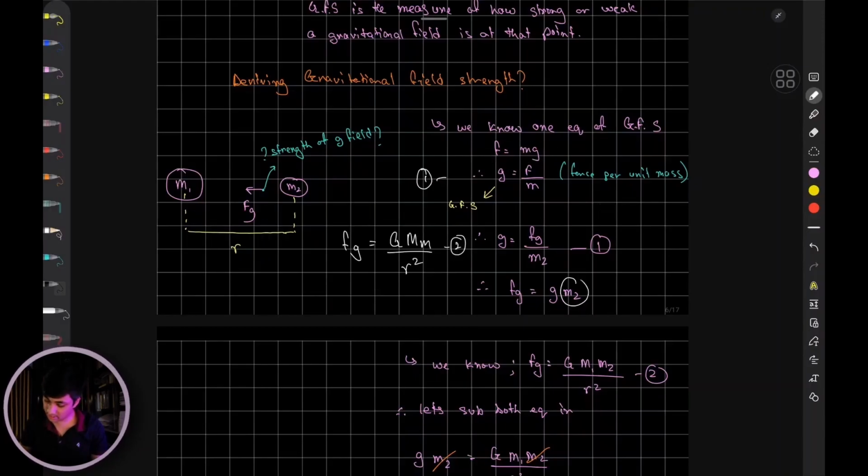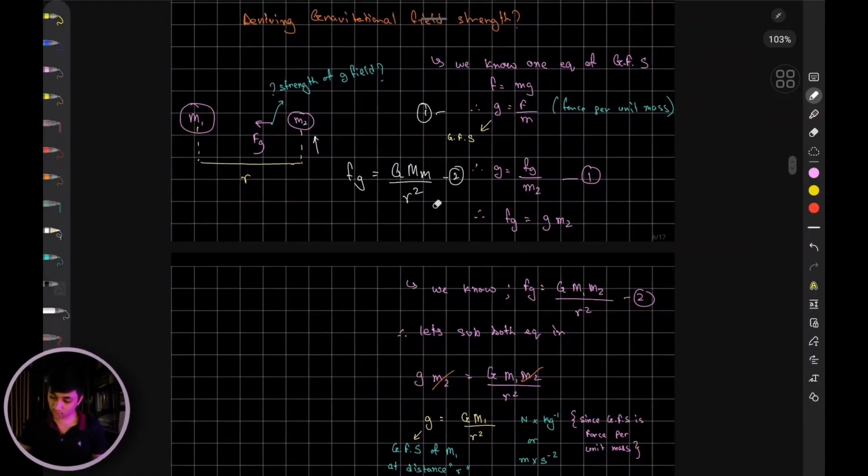This is the mass m2, let's say the moon, times the gravitational field strength of the mass of Earth, that is the field strength due to the mass of Earth. So at this given distance, what is the gravitational field strength of Earth? That is denoted by g. So g times m2, the mass of the moon, is going to give you the gravitational force. Great.